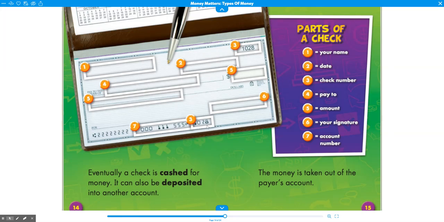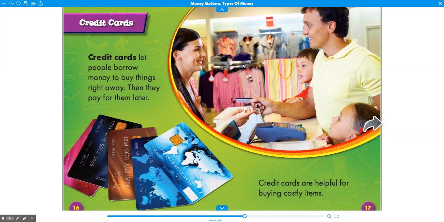Now, if you notice, here's a number 3 also. The 3 down here at the bottom also matches the check number at the top corner. So the money can be deposited into another account. So the money is taken out of the payer's account and then put into your account.